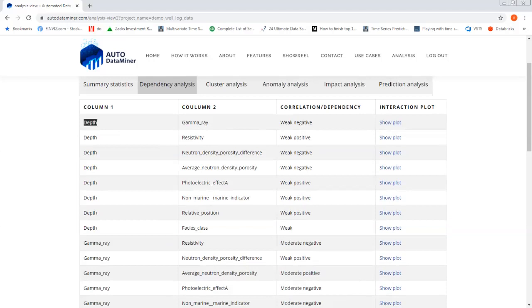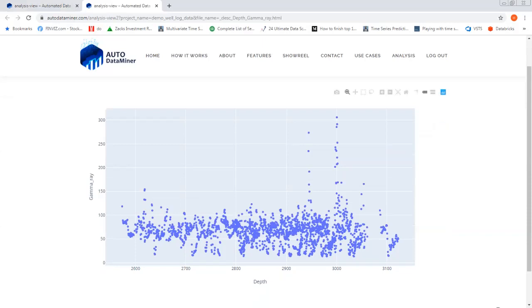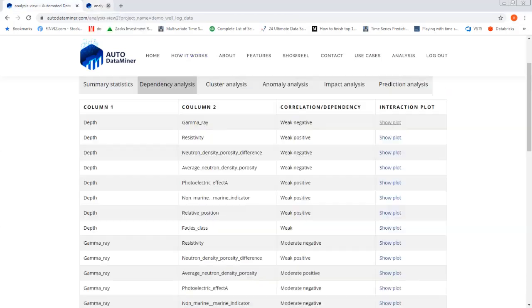For example, if you consider depth as the first column and gamma ray as the second column, you can see that the correlation is weak negative. If I show the interaction plot between gamma ray and depth, you can see that at these depths we have very high values sometimes for gamma ray. This might be an anomaly or error, or maybe something happening at this depth. I'm not an expert in this field, but anyway, I'm closing it.